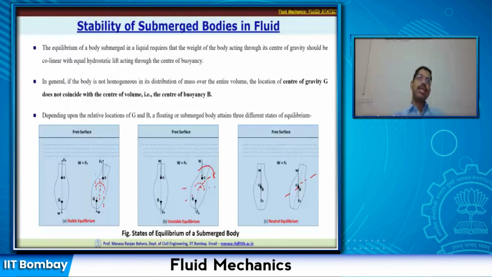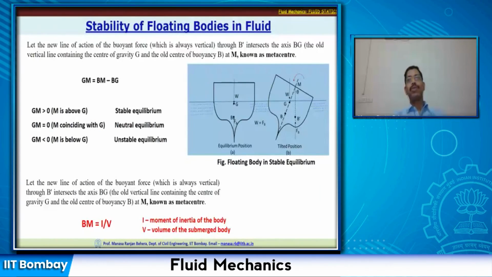So we have seen that the submerged body can have three different states: stable equilibrium, unstable equilibrium and neutral equilibrium, and these depend on the relative position of the center of gravity of the body and the center of buoyancy. Alright, now let us look at the floating body stability. Floating body stability is slightly different compared to the submerged body.